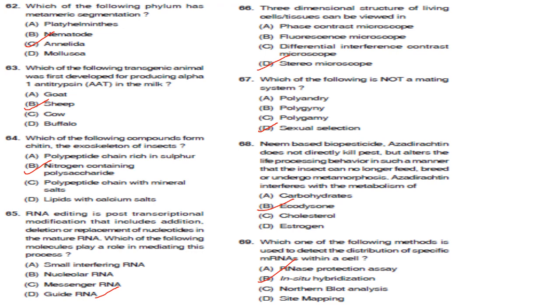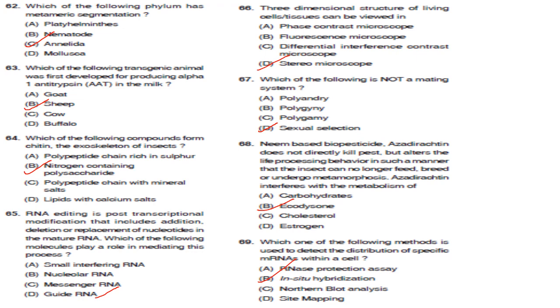Then, RNA editing is post-transcriptional modification that includes addition, deletion or replacement of nucleotides in the mature RNA. Which of the following molecules play a role in mediating this process? So in RNA editing, it is a post-transcriptional modification and it can involve either addition or deletion or substitution of nucleotides in the mature RNA. Now, which molecule plays a role in mediating this process? It is guide RNA. Answer is option D.